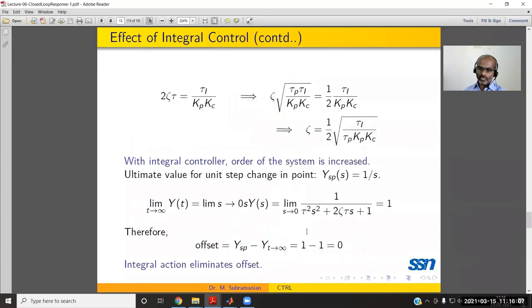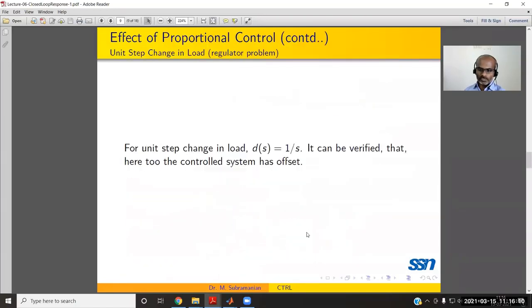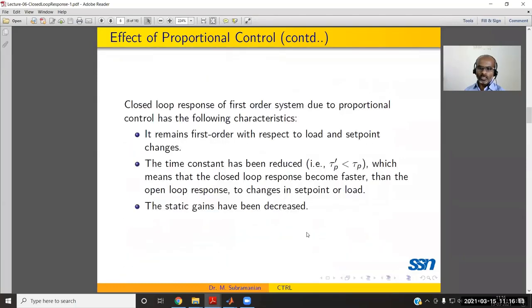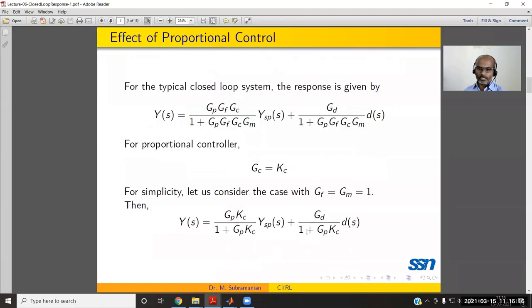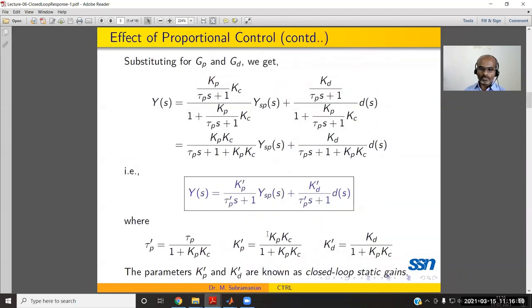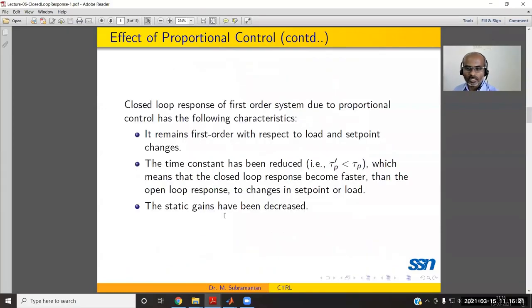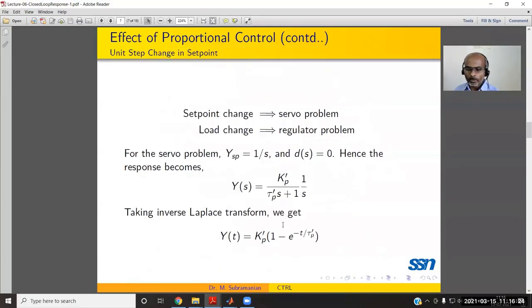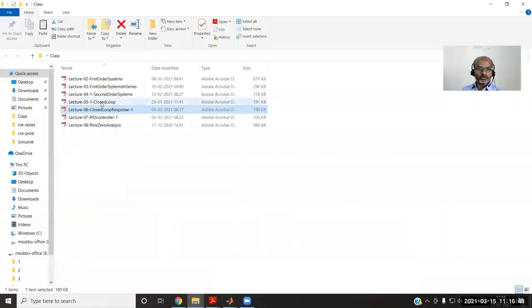How is it that an increase in tau p slows the response? Let us go back. Did you study the first order system? For the first order system, Kp by tau p s plus 1, what is the response? Kp dash into, see, for this the response is 1 minus this form. We studied this in the first order analysis: the lesser the tau p, the faster the response. This we already have. Maybe I can even give you the response curve.